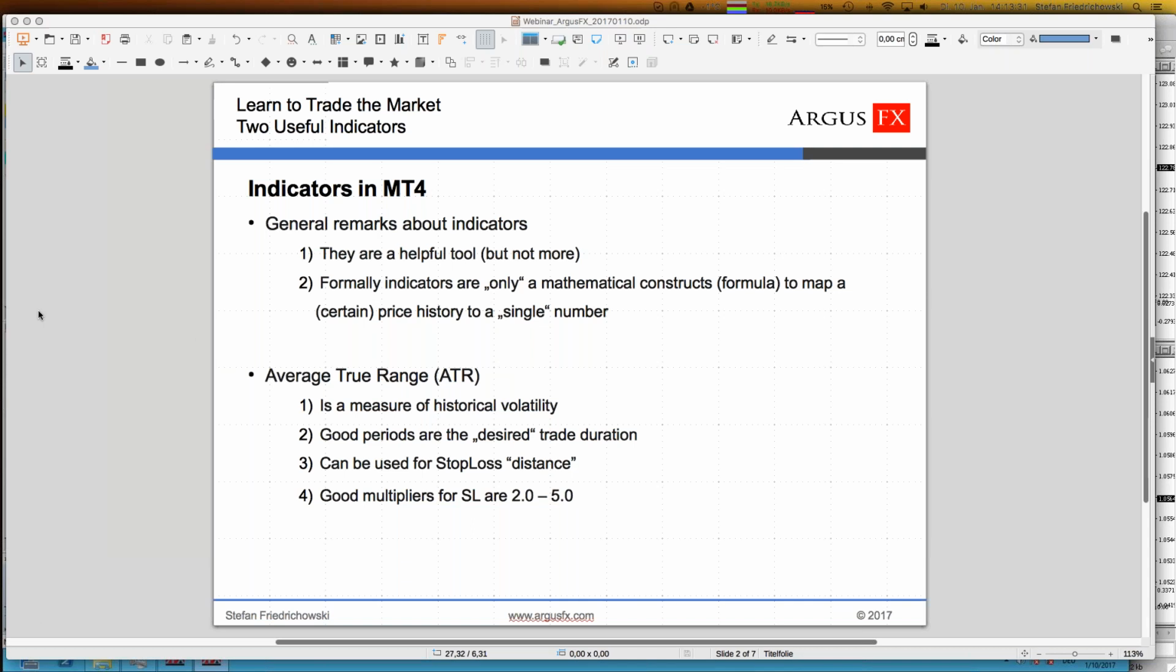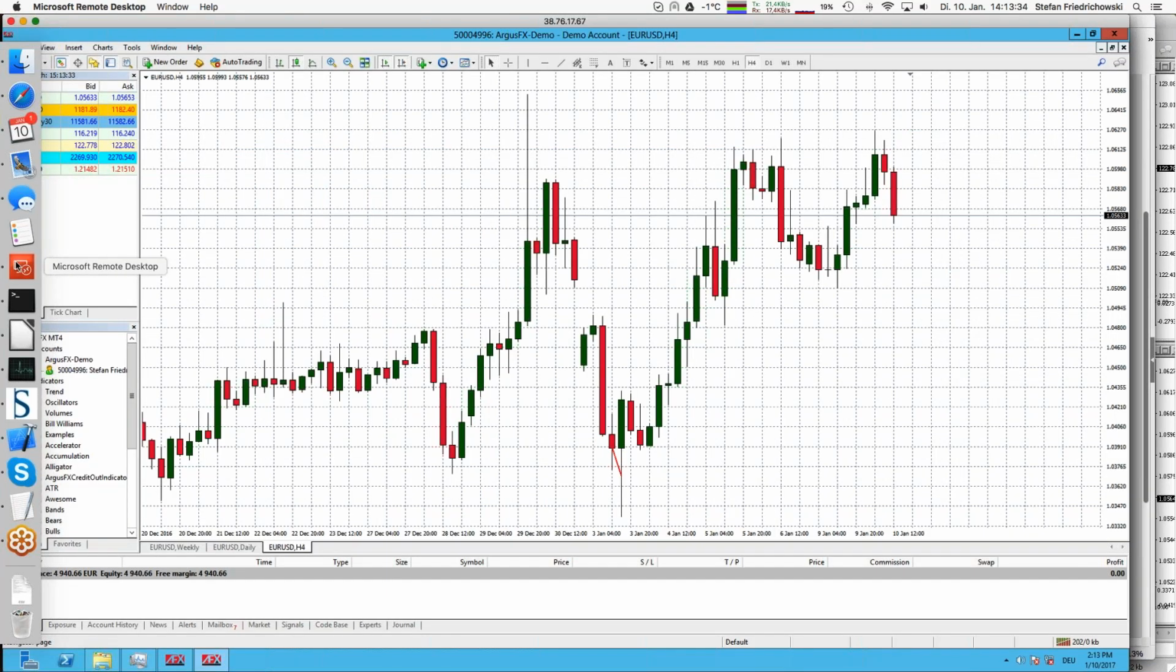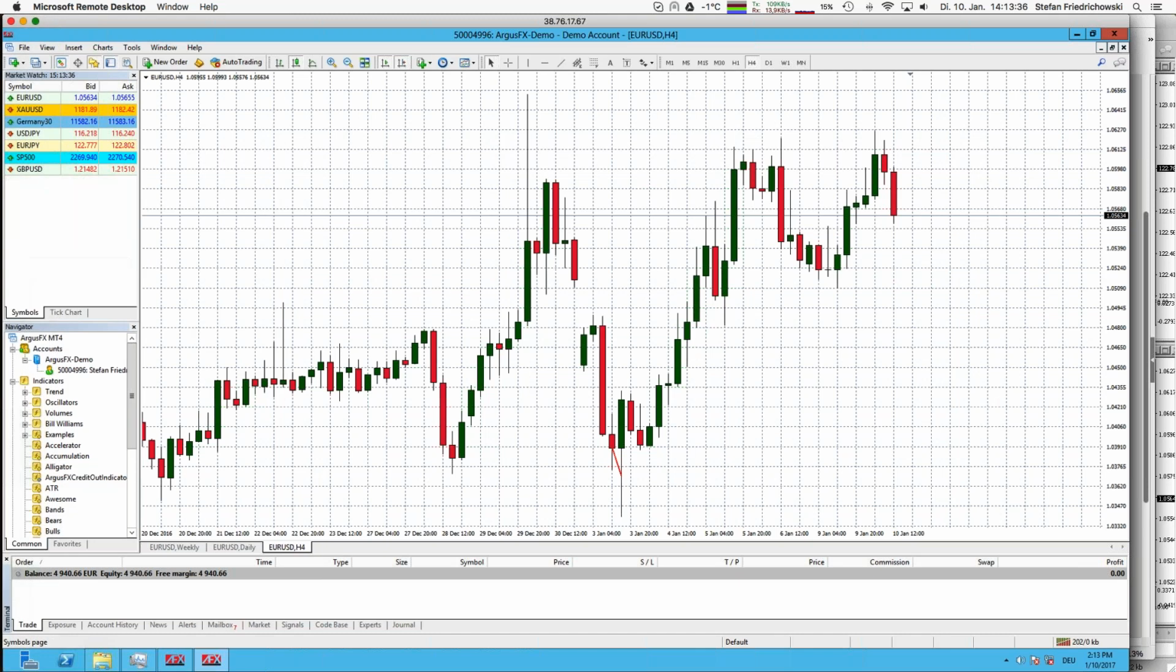Let me already move to MT4 in order to introduce this indicator a little bit better. So right now here we have, and I can stick to that, EUR/USD on an H4 time frame. And in order to have that indicator within the chart, I can take the indicator out of the list of potential indicators within the navigator.